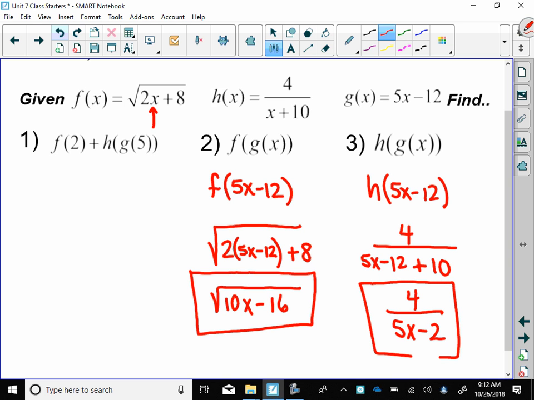Okay. Why can I not simplify the 4 and the 2? It's got to go into the 5 also. It's got to go into all 3, and there's not a number that goes into all 3. Okay. Everybody good on 1, 2, and 3?